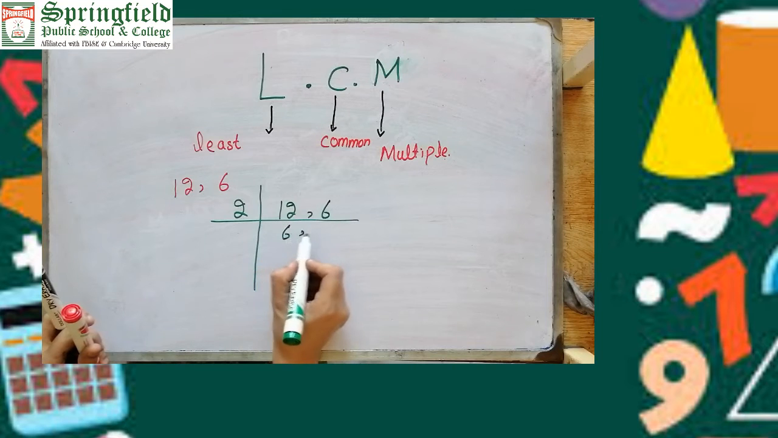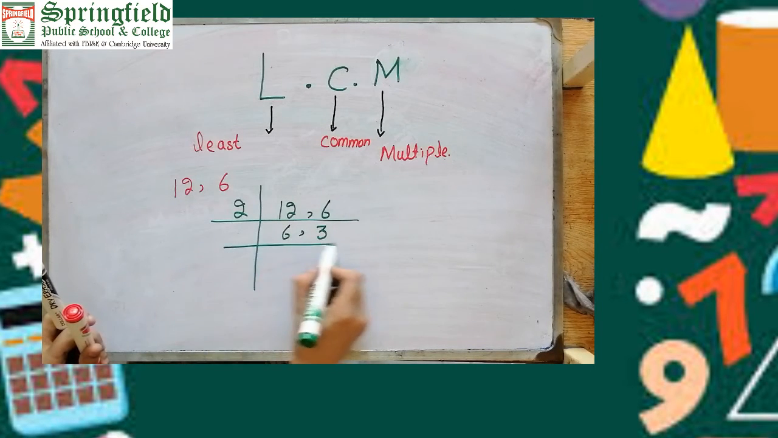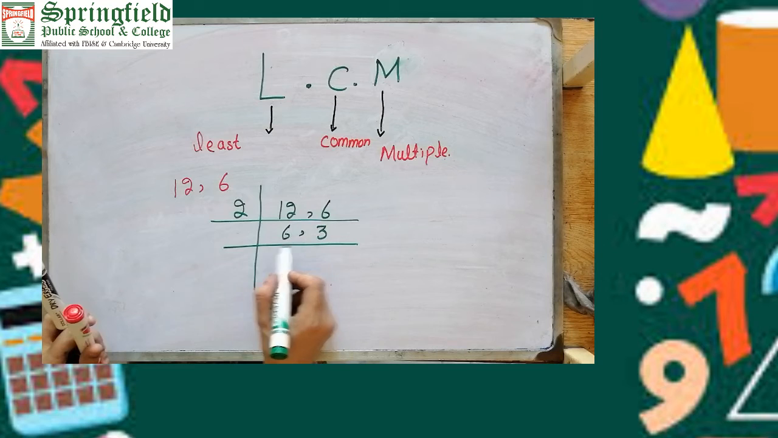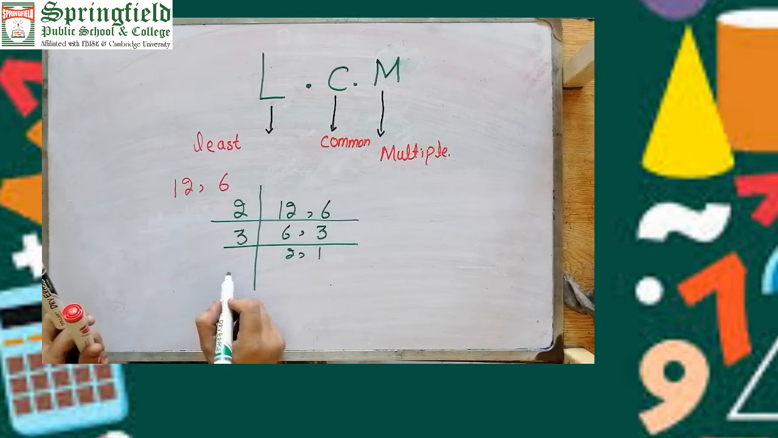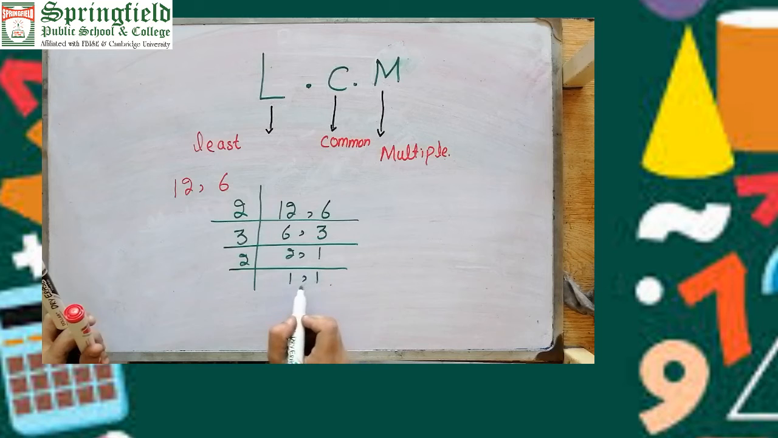So 2 6s are 12 and 2 3s are 6. Now we can use the table of 3 here. 3 2s are 6 and 3 1s are 3. Fine. And now again the table of 2, 2 1s are 2 and 1. And at the end, when 1 has come, you will stop.